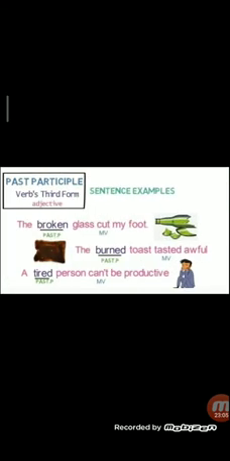Now let's move further. See some more examples. The broken glass cut my foot. How is the glass? Broken. What did break become? Broken. En. Right? Your verb, that is the finite verb, cut is in a present tense, but en, it is a past. It is a past participle.